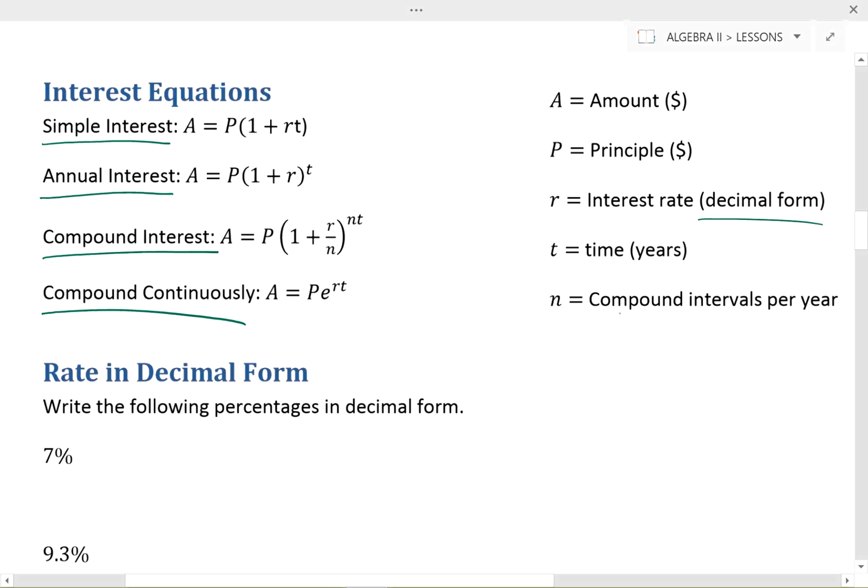And N is what we call compound intervals per year. When we get to compound interest, we'll explain that one a little bit more. But the first four variables here, A, P, R, and T, are the critical ones to understand. A is your total investment value after a certain time period. P is your starting amount, your principal. R, again, is your interest rate. And T is time. I would recommend pausing the video and writing this information down before continuing, just so that it's available to you as you do more problems.